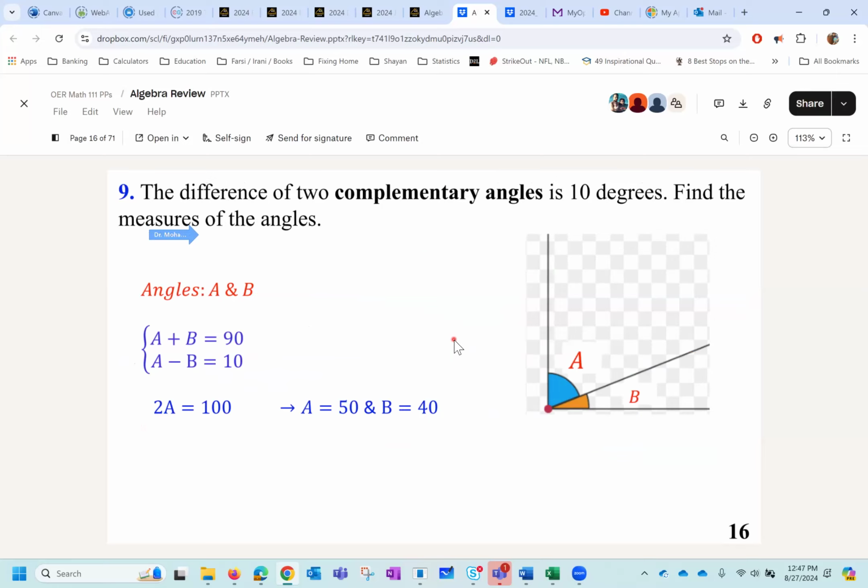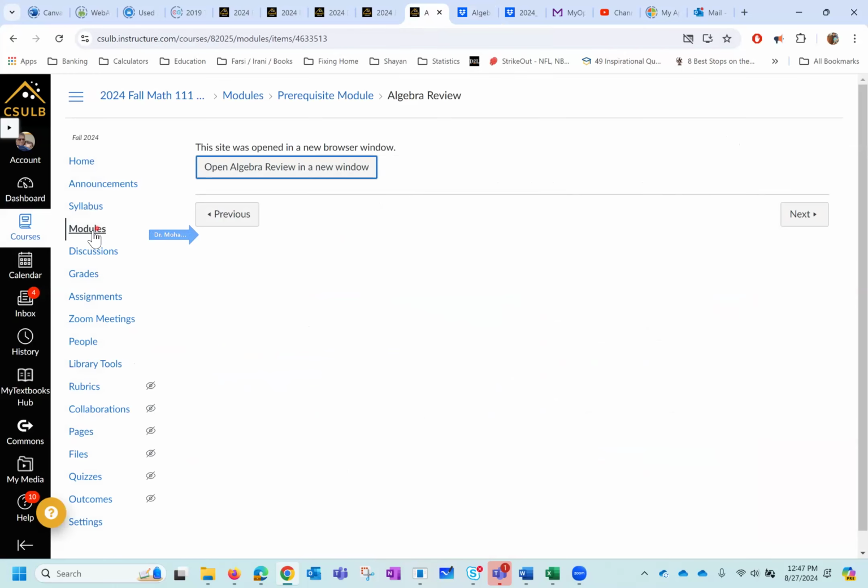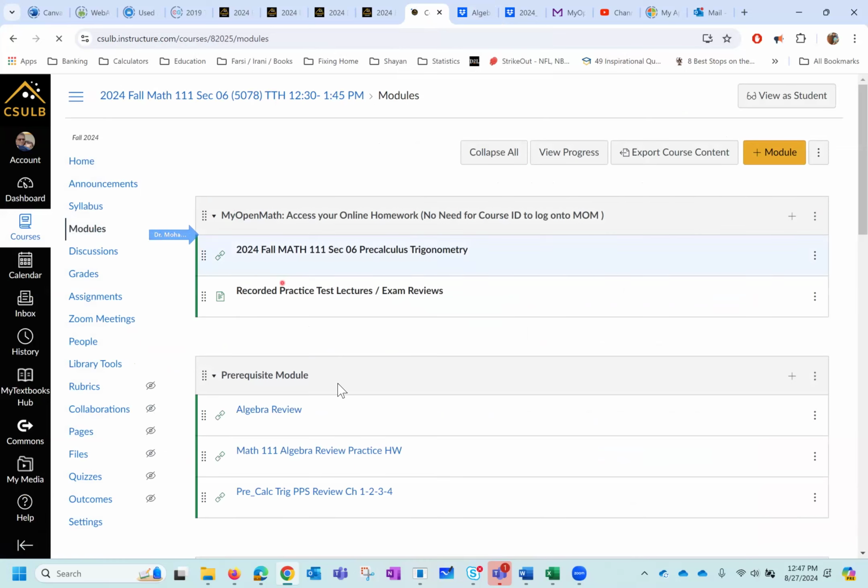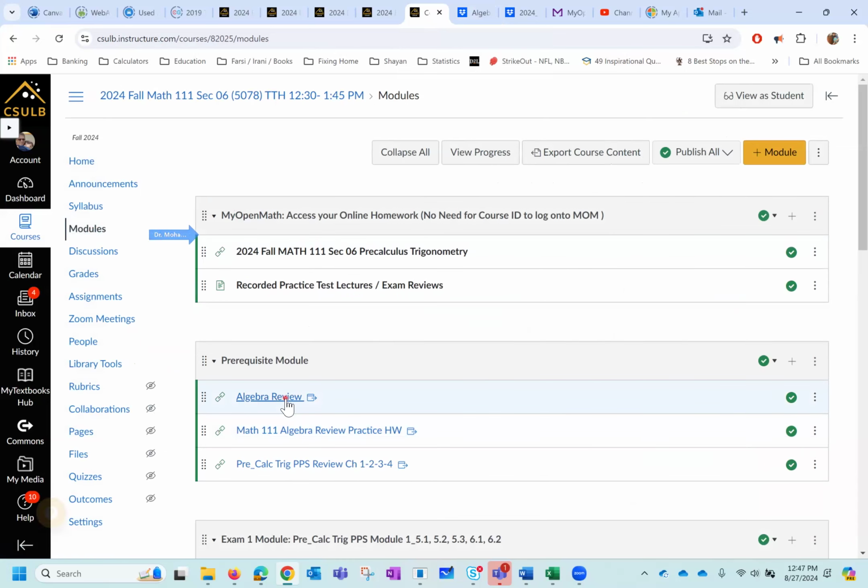If you download it and put it in slide mode, it doesn't give you the solution. It just gives you the question. And then when you click next, it gives you the step-by-step solution. So, algebra review. I have a PowerPoint which has just about everything you need to get started with the course.